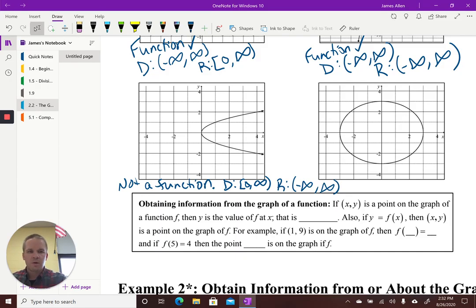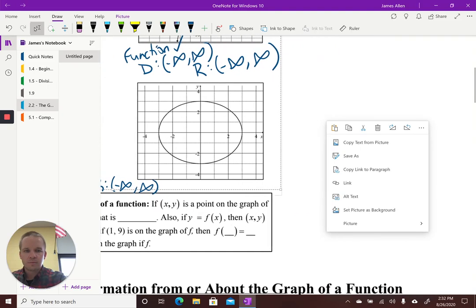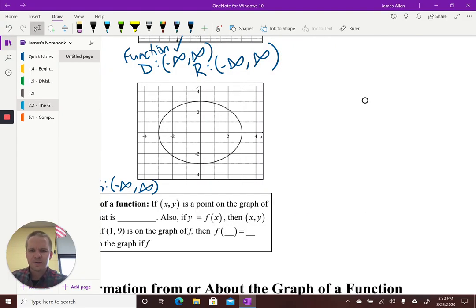Okay, awesome. One last one here. We got ourselves what looks like a circle with a consistent radius. So, yep, circle for sure. Is it a function? Does it pass the vertical line test? It's hitting twice. Not a function.